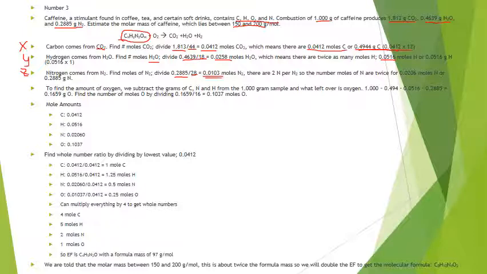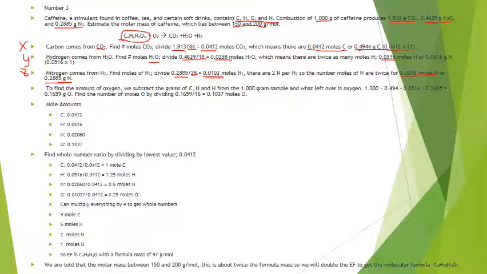So we have 0.0103 moles of N2, so that means there's twice as many N's. So there's 0.0206 moles of N. Again, we're going to need the grams, so we multiply that number, 0.0206, by 14, which is the molar mass of nitrogen, and you get this. Okay, so that's X, Y, and Z.